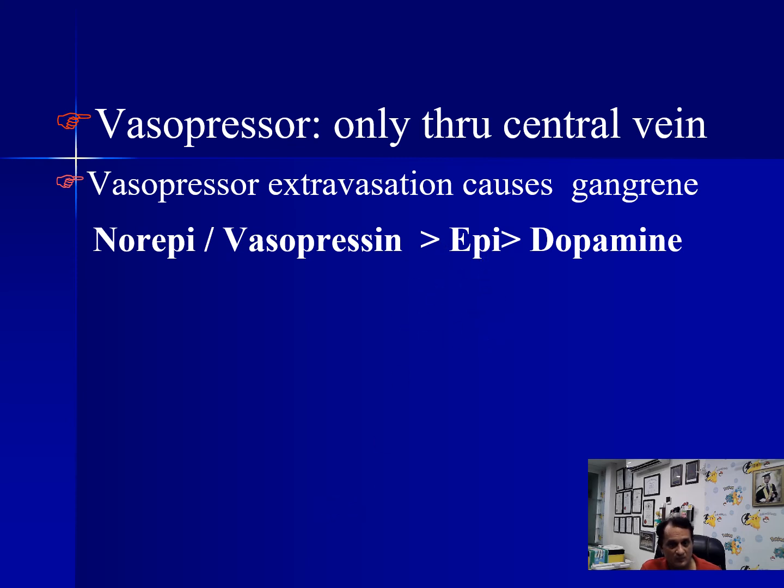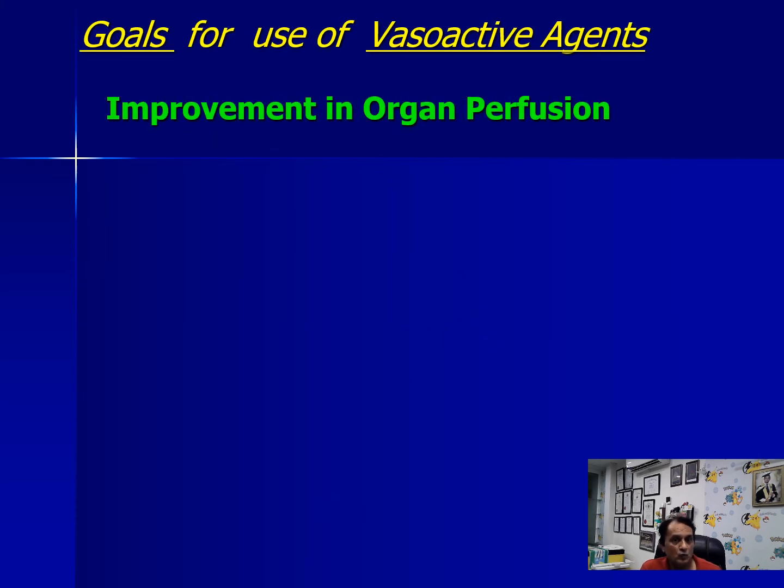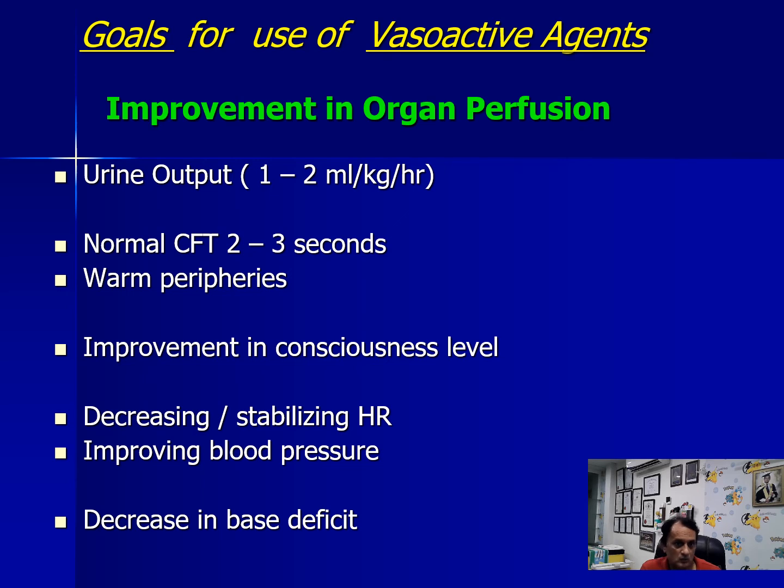If you compare with the epinephrine. Improvement in organ perfusion. This is the goal for use of these vasoactive agents. So we discussed before the importance of better urine output, normal capillary fill time, warm peripheries, and improvement in conscious level. Other than the decreasing heart rate, from tachycardia, and improving blood pressure and decrease in base deficits. Other than having a better mixed venous saturation and lactate clearance.